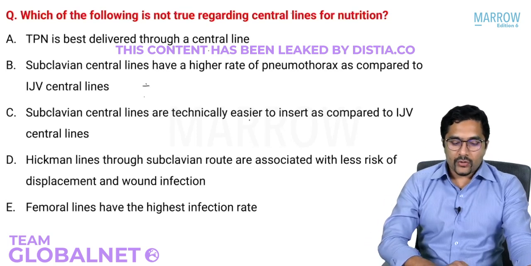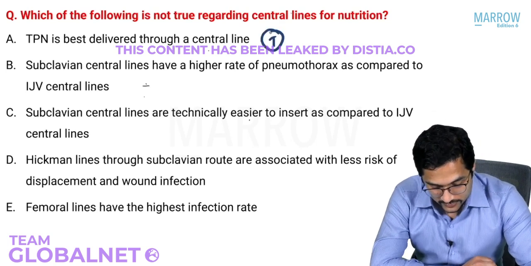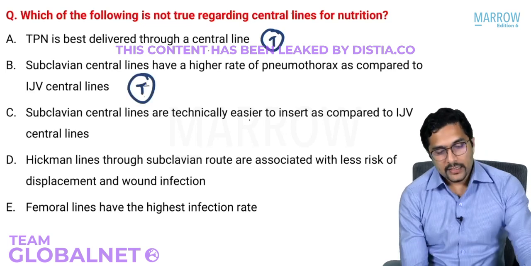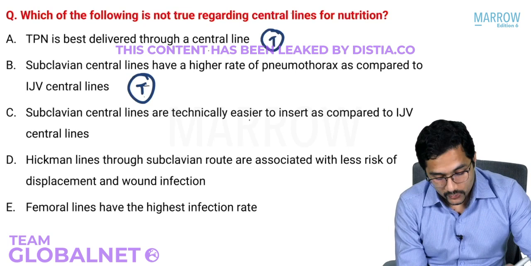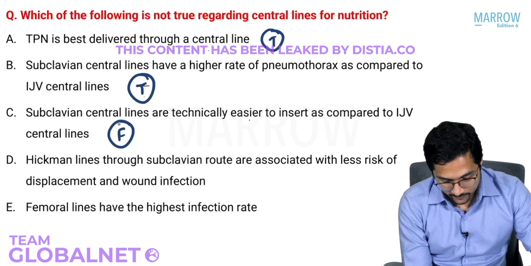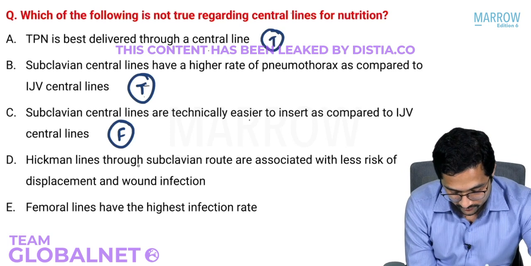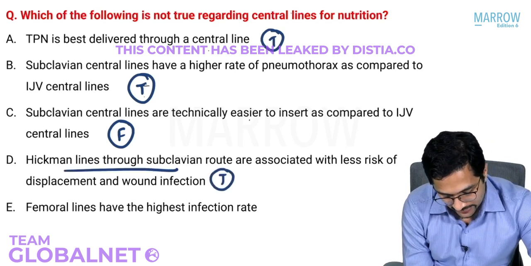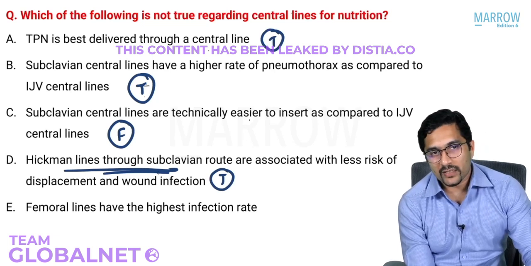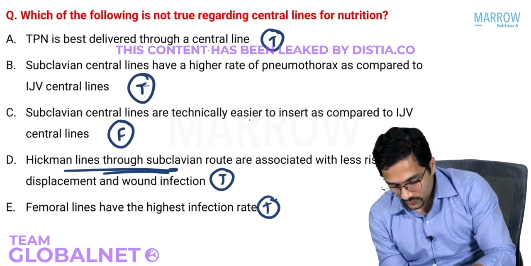Which one of the following is not true regarding central lines for nutrition? TPN is best delivered through a central line is true. Subclavian central lines have a higher rate of pneumothorax. This is also true. Subclavian central lines are technically easier to insert. This is false. I told you IJV are easier to insert. Hickman lines through the subclavian route are associated with less risk of displacement and wound infection. This is true. So Hickman lines are like central lines only, and subclavian route, least risk of displacement and wound infection are there. Femoral lines have the highest rate of wound infection. This is also correct.